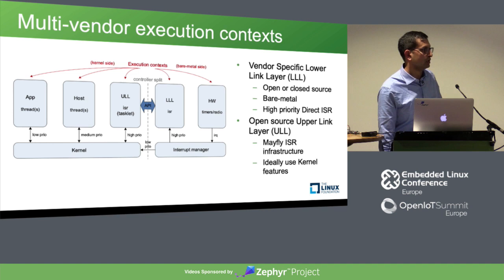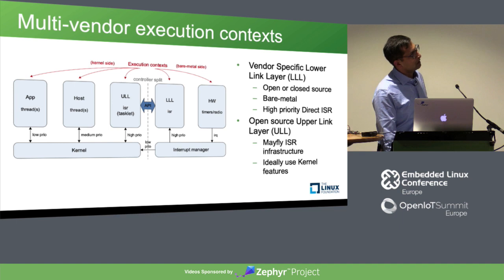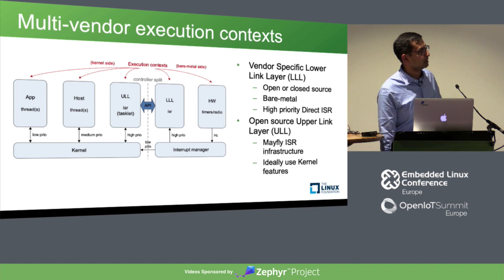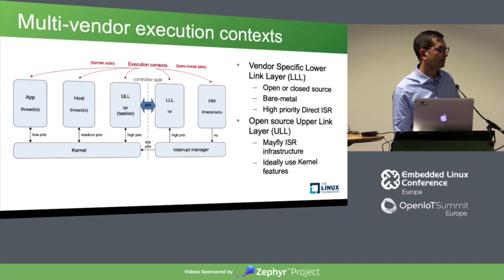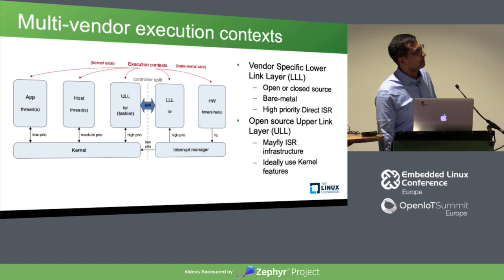It would have all the control procedures and scheduling of the events, radio events, and so forth. There's a split. You have the lower link layer. In case of Nordic, it would be open source. The lower link layer is nothing but the radio access, how the TX and RX and the packet being exchanged between the two devices. And then there is the hardware, which is basically in the SoC.